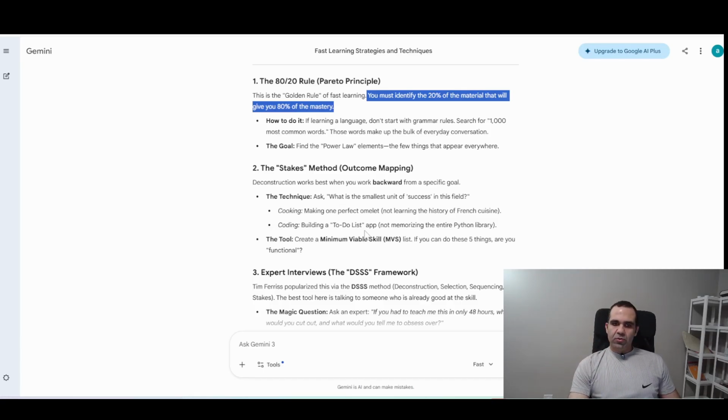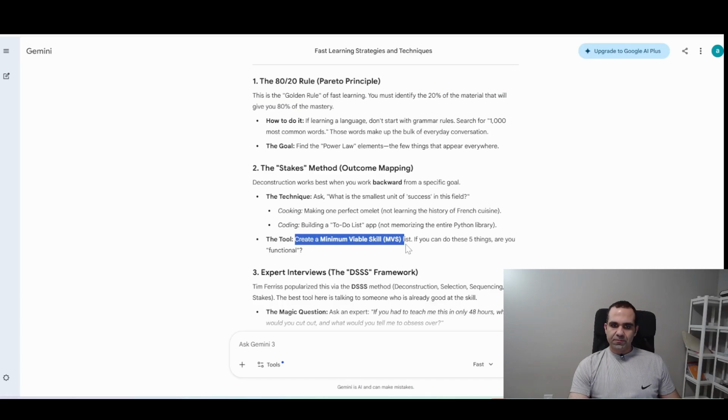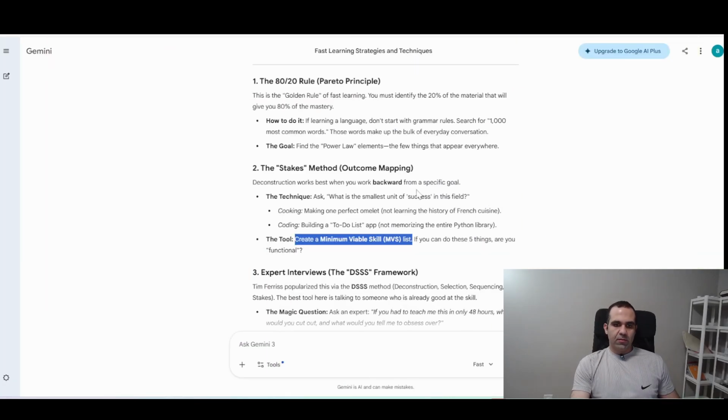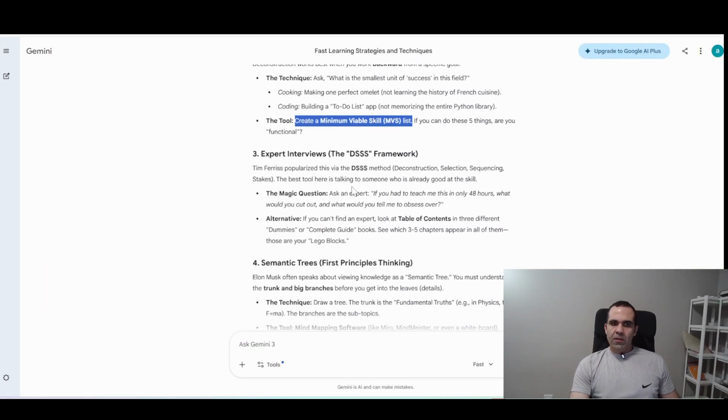Coding: building a to-do list app, not memorizing the entire Python library. The tool: create a minimum viable skill list. If you can do these five things, you are functional. This is another technique for deconstruction. Create a minimum viable skill: something that we can do and it has a result, not just theoretical. Something effective out of it.